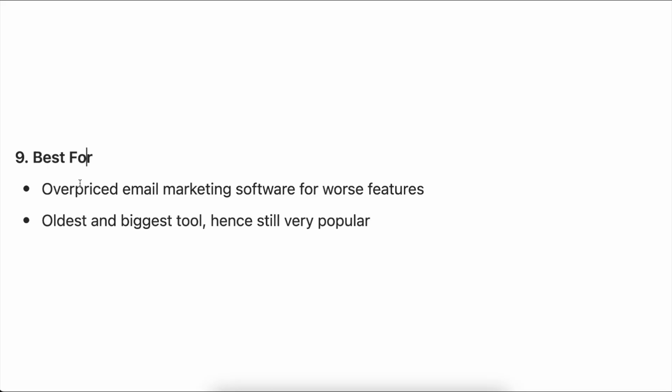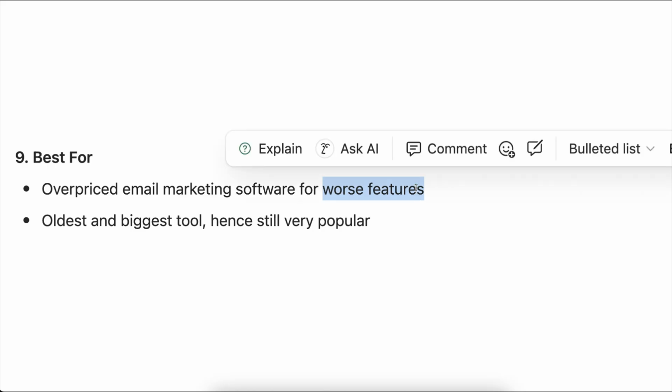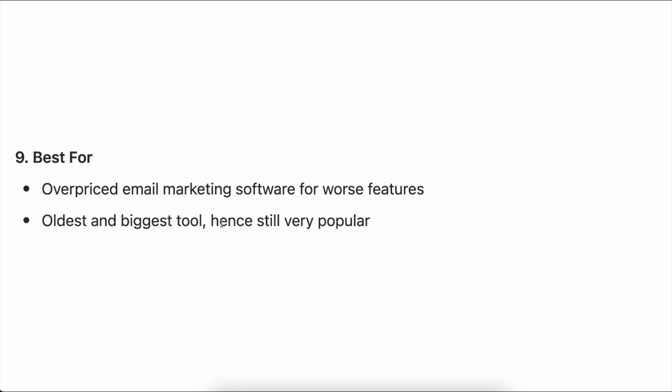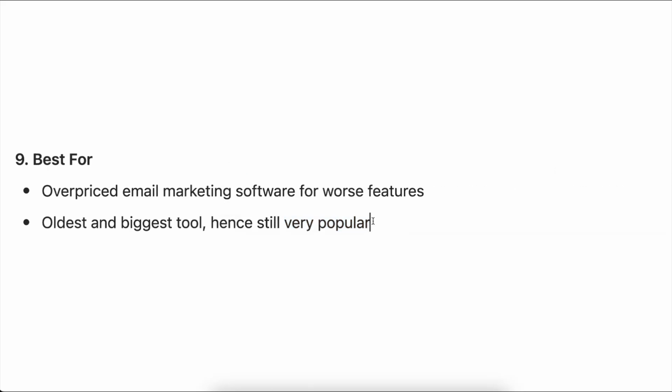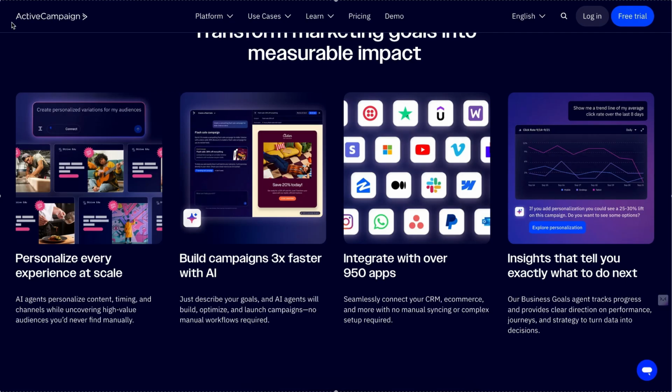Honestly, I really don't understand why people use MailChimp. For me, compared to all of the other email marketing softwares, it's way overpriced, and it's actually more expensive and gives you worse features than other email marketing softwares. So I don't understand. I think it's just the oldest and the biggest tool. Hence, it's still very, very popular because a lot of people have just heard of MailChimp and they just sign up for it. But honestly, there are other tools that are much better and much cheaper.